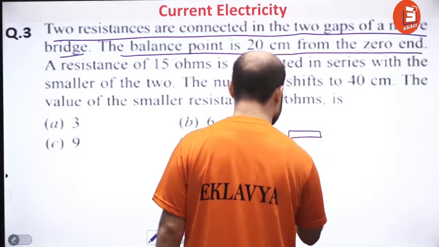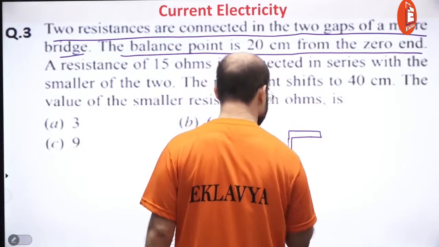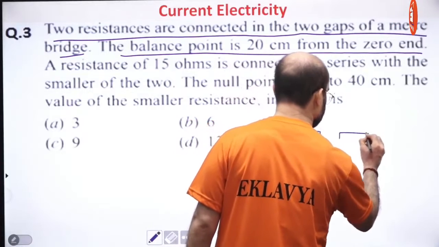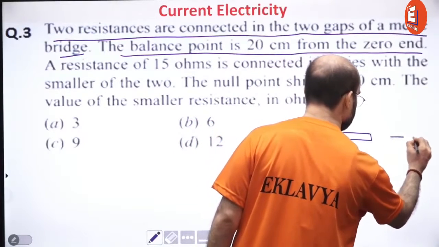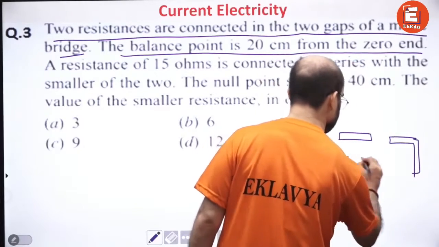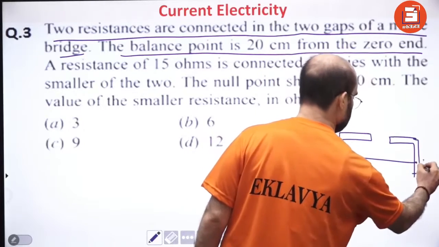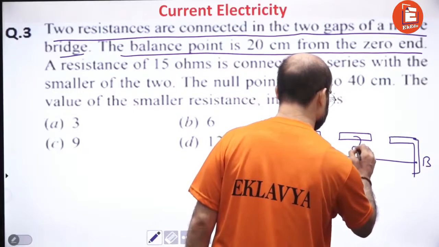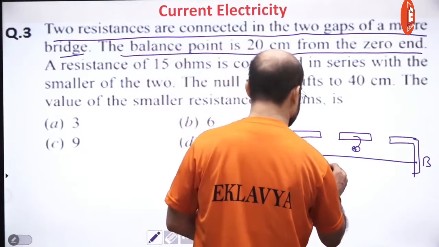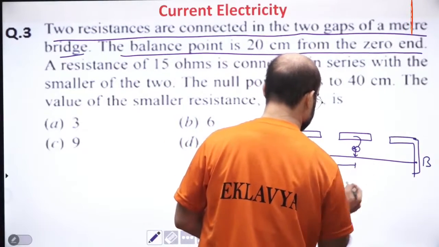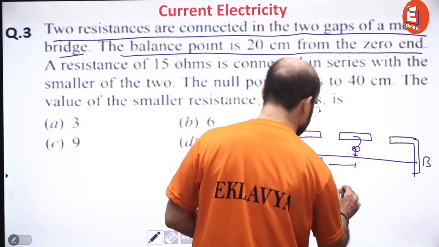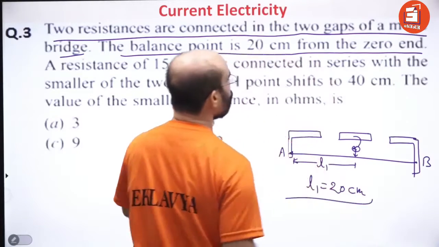This is end A, right? And this is another gap. This is end B, galvanometer here. Let me call this L1, which is equal to 20 centimeter, right? This is given to you.